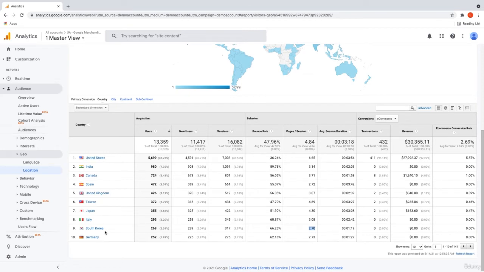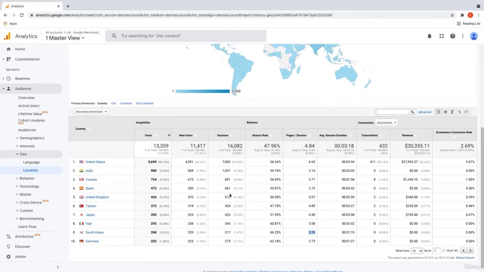You can also see the revenue generated per country as well if you have e-commerce and goal tracking set up, but essentially hopefully this gives you a really good idea into exactly how you can use these countries to understand who your most valuable audience is.